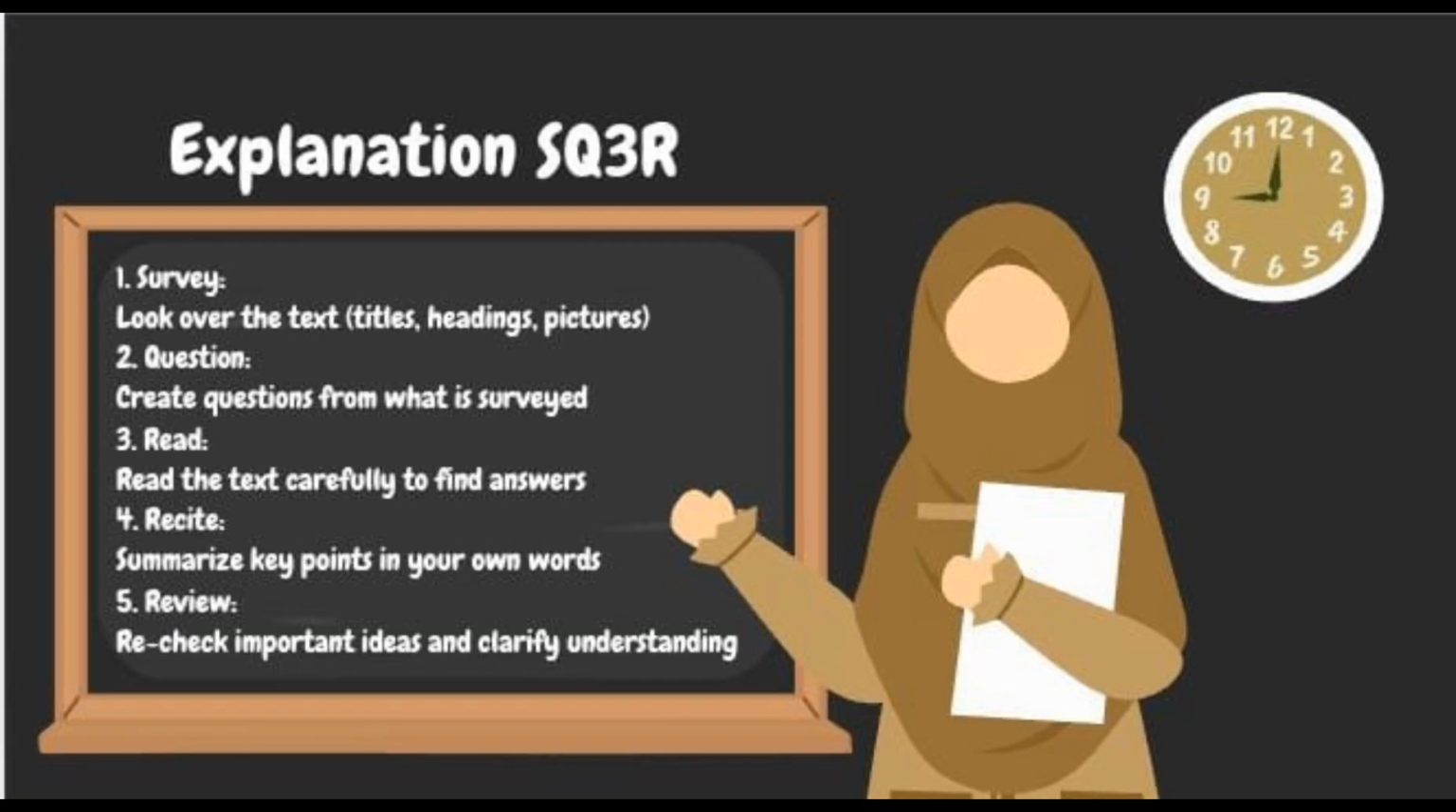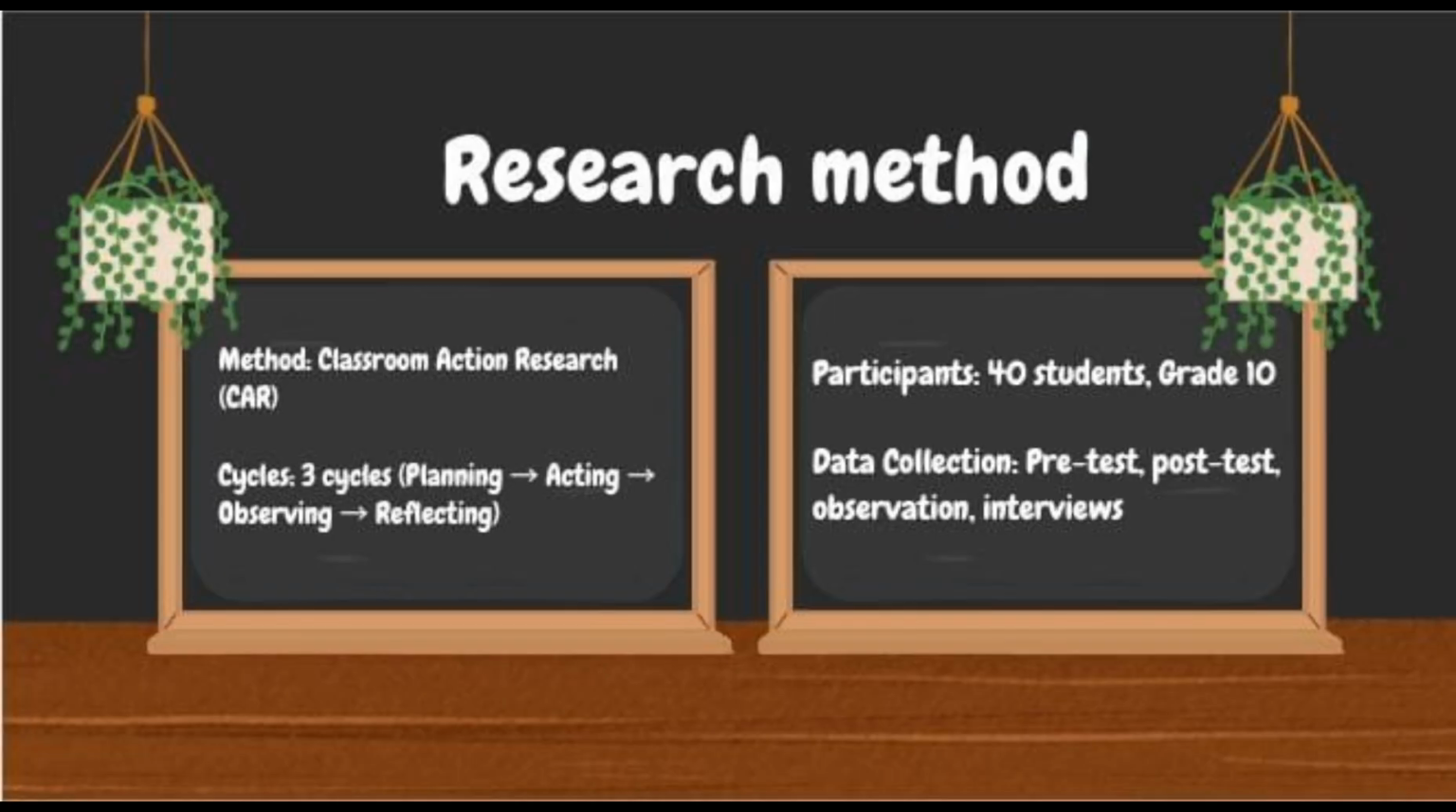Explanation of SQ3R. The first, survey: look over the text, like titles, headings, and pictures. The second, question: create questions from what is surveyed. The third, read the text carefully to find answers. The fourth, recite: summarize key points in your own words. The last, review: recheck important ideas and clarify understanding.